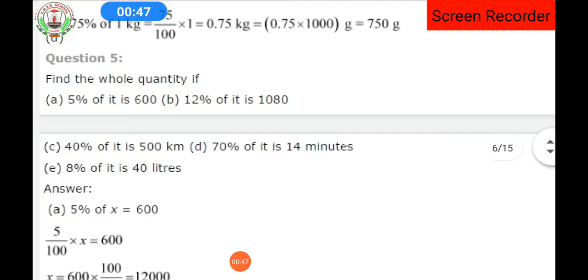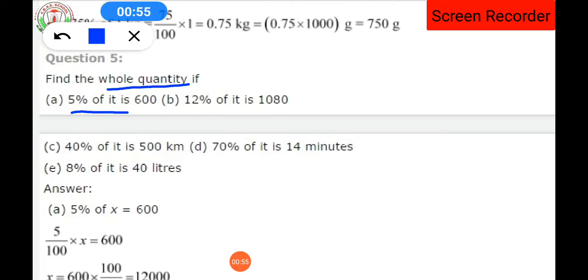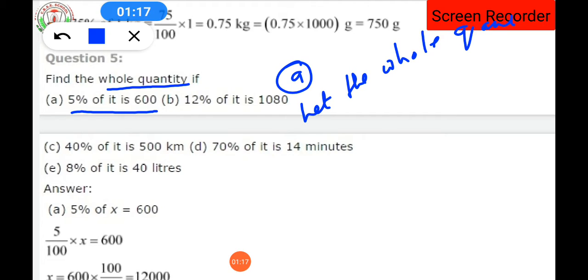So what does question number 5 say? It says: find the whole quantity if 50% of it is 600. So first, for the solution of the A part, what we have to find here is the whole quantity. So in order to find the whole quantity, what are we going to consider? Let the whole quantity be x. Let the whole quantity we are going to consider as x.